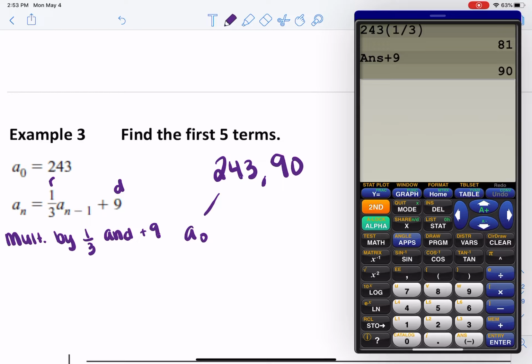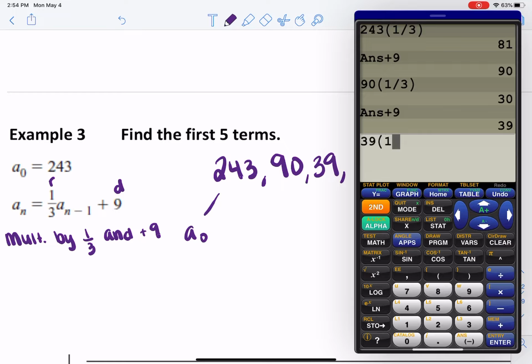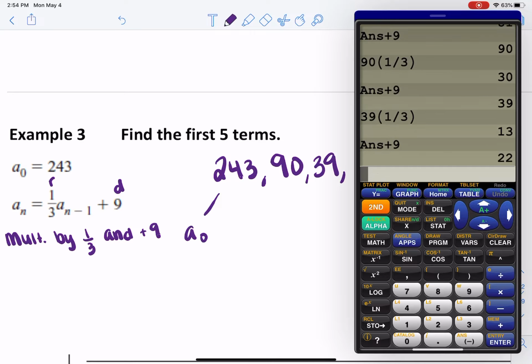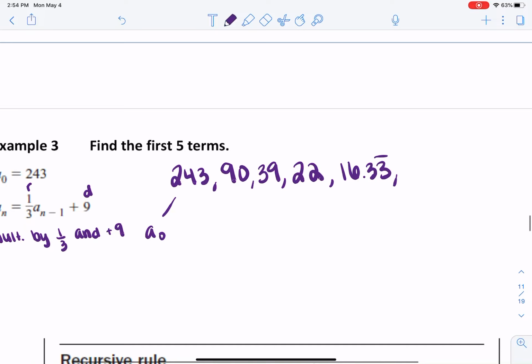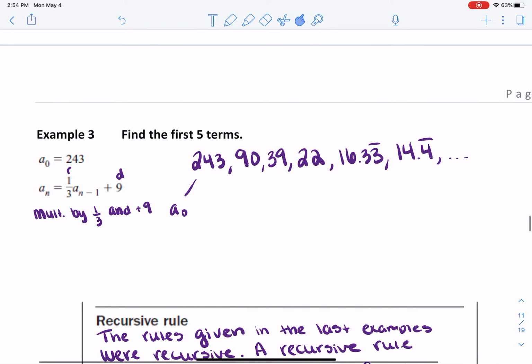Then we can take 90 times 1/3, and then plus 9. So that gives me 39. All right, then 39 times 1/3 plus 9, that gives me 22. Okay, so we've got a first term, second term, third term. We need 2 more. And those are going to end up being 16.33 repeating and 14.4 repeating. All right, good. We just have a couple more here.